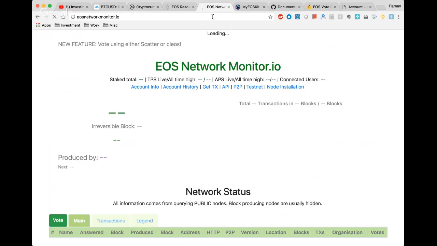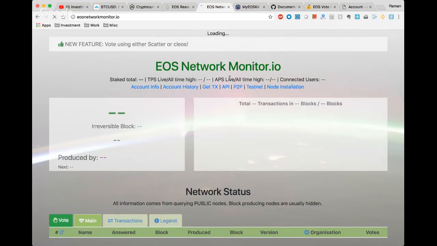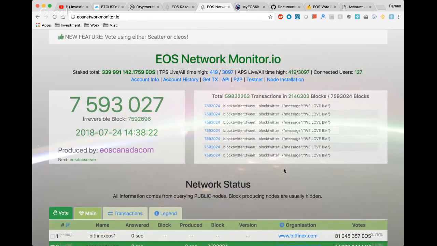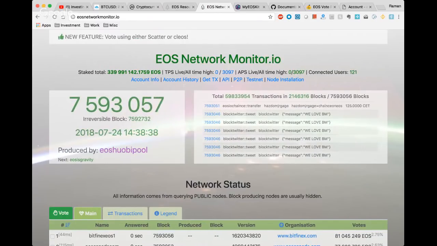So we have a lot of tests already done. We have hit more than 3,000 transactions per second. The peak has been 3,097, and Blocktivator is still continuing to stress the system. I hope the real apps will come in, which can really make people participate in EOS, and we can see more and more accounts getting created. And I think that is the most important part.